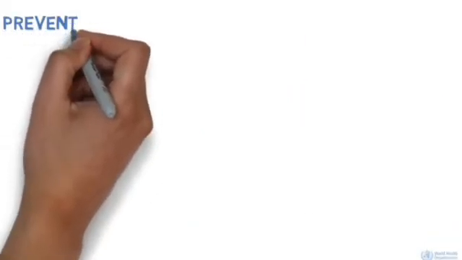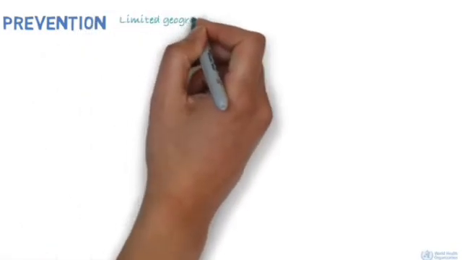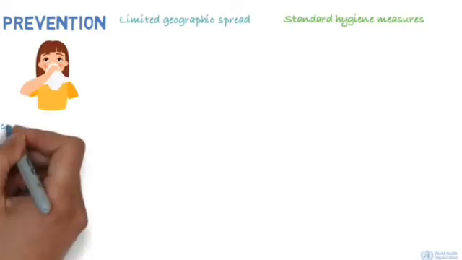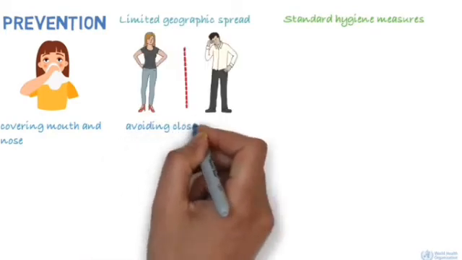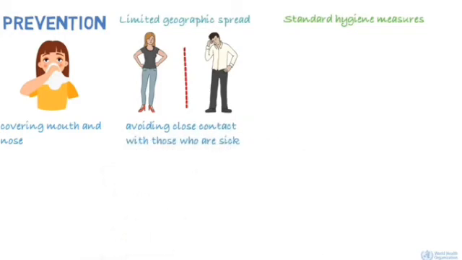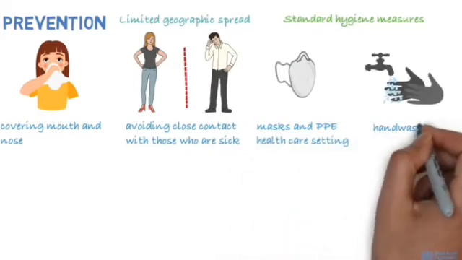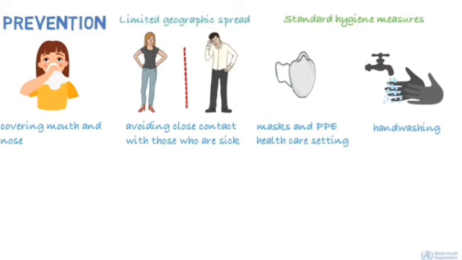How do we prevent transmission of the virus? This new virus currently has a limited geographic spread. However, there are a number of standard hygiene practices that have been recommended to protect against infection and further spread. These include covering your mouth and nose when coughing or sneezing with a medical mask, tissue, or flexed elbow, avoiding close contact with those who are unwell, the appropriate use of masks and personal protective equipment, especially in a healthcare setting, washing hands regularly with soap and water or alcohol-based hand rub.